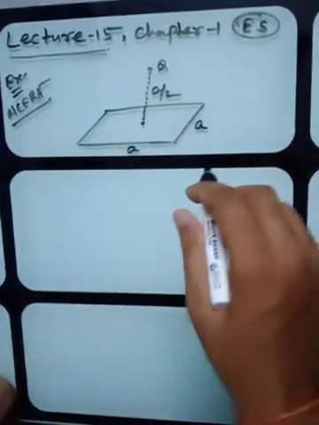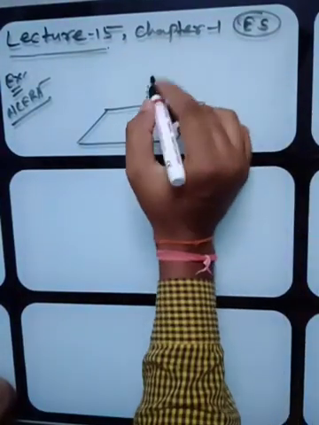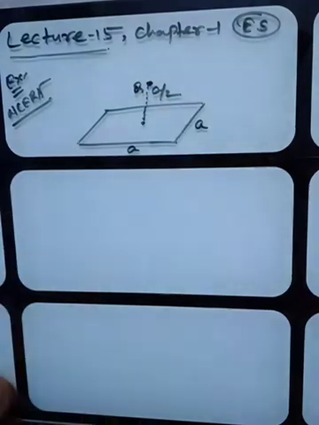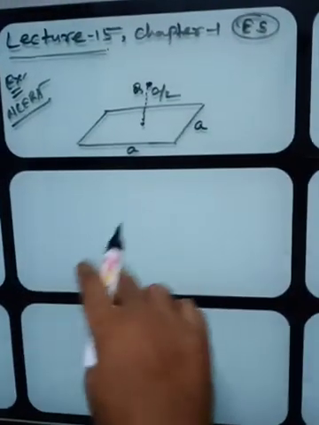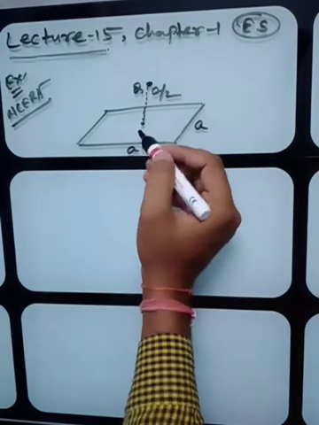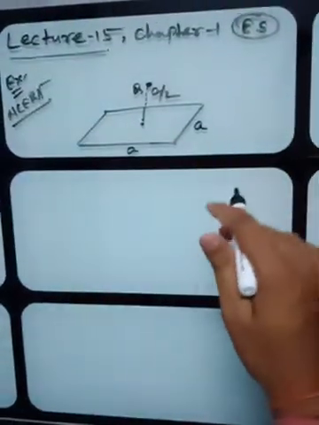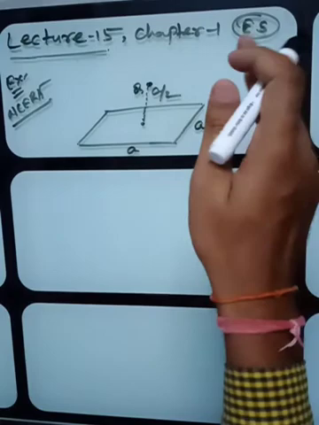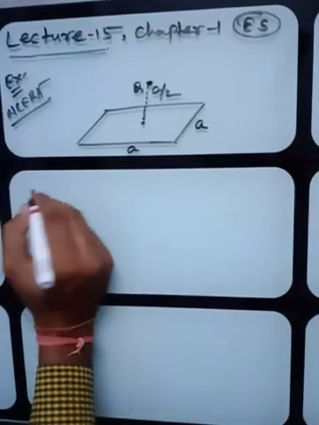Now, how will you solve this question? You have to find the flux. Here the charge is placed A by 2 above the center of this square plate. I'm giving you a few minutes. Pause the video and try to solve. Now the answer, student.